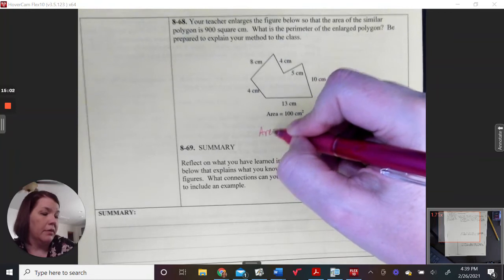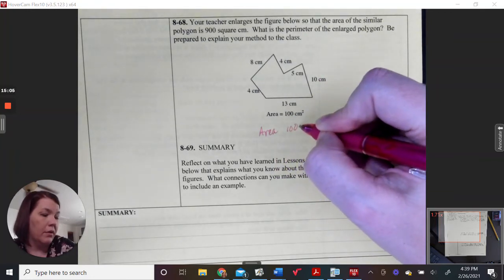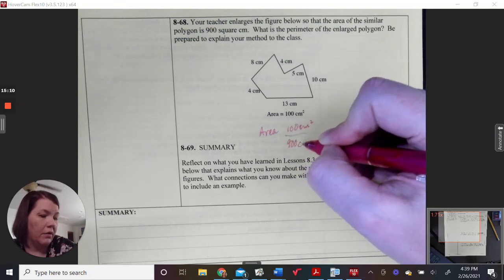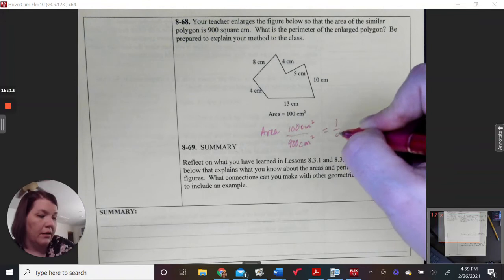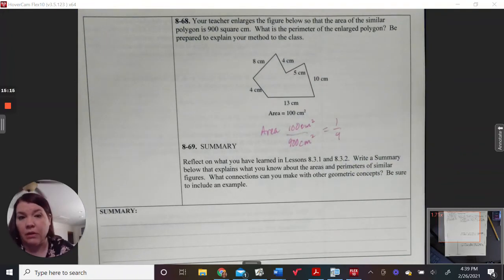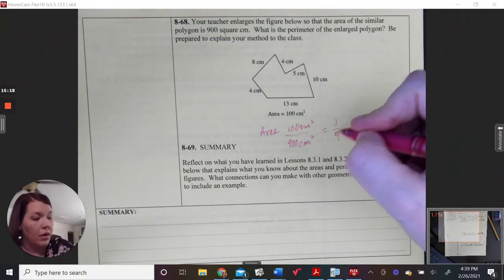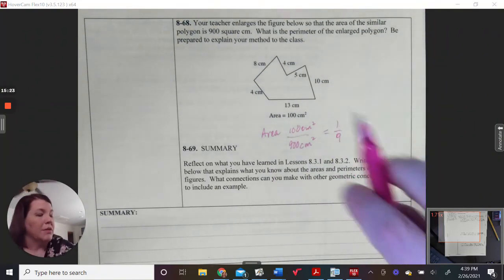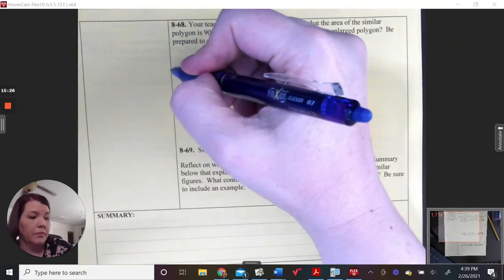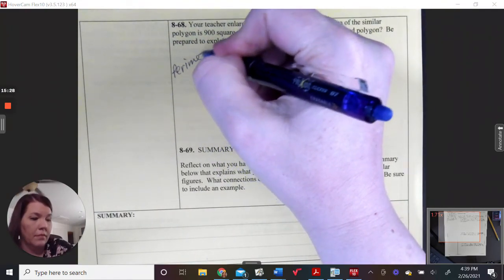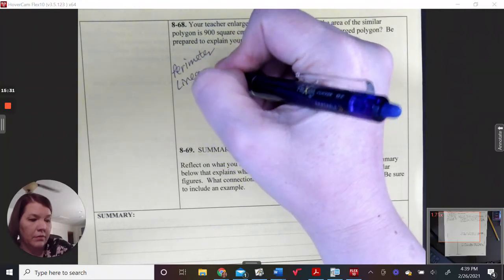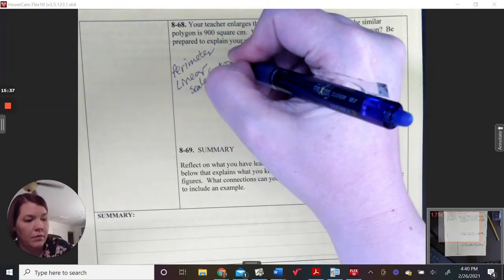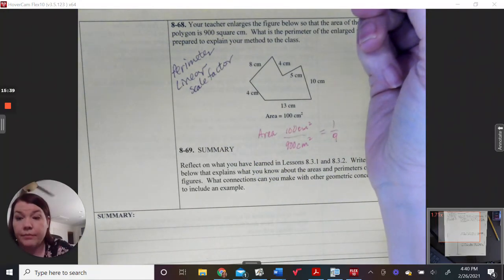So what is the perimeter scale factor, or linear scale factor? Is 1 to 3 or 3 to 1. Same difference. Small to large, large to small. Anyway, so let's find the perimeter of this shape.